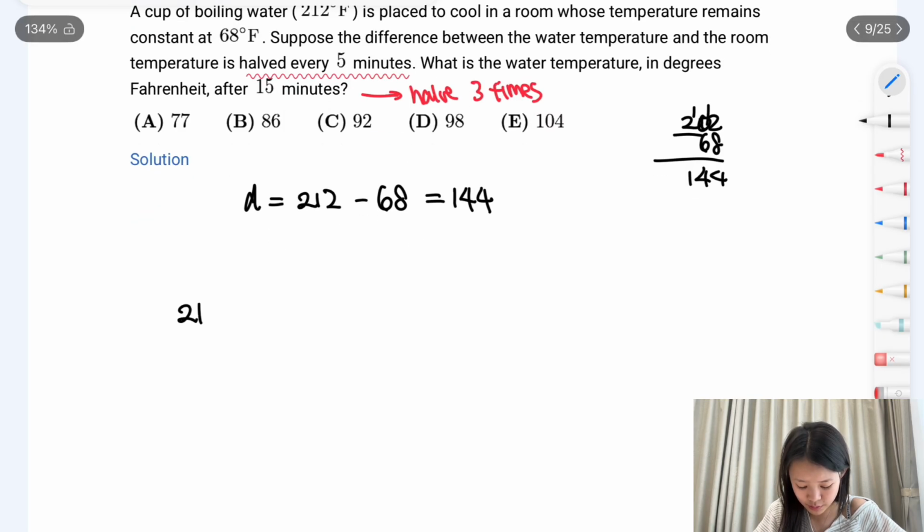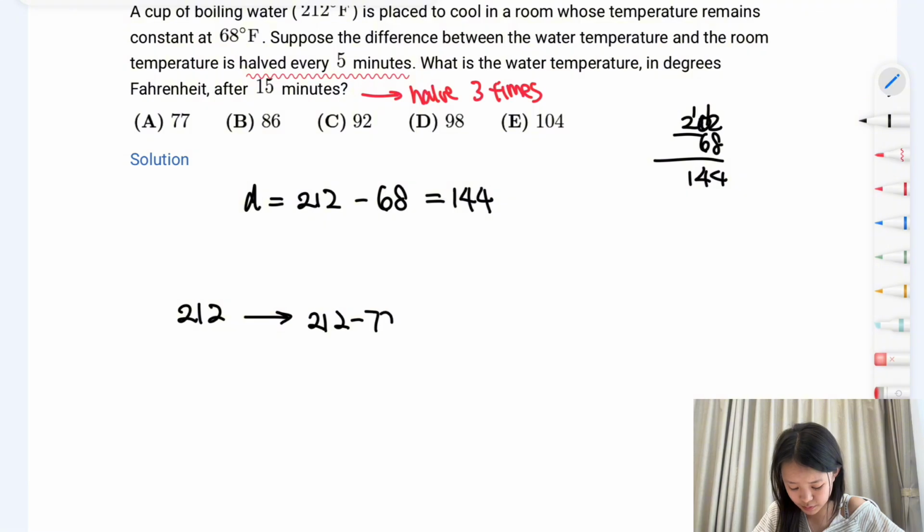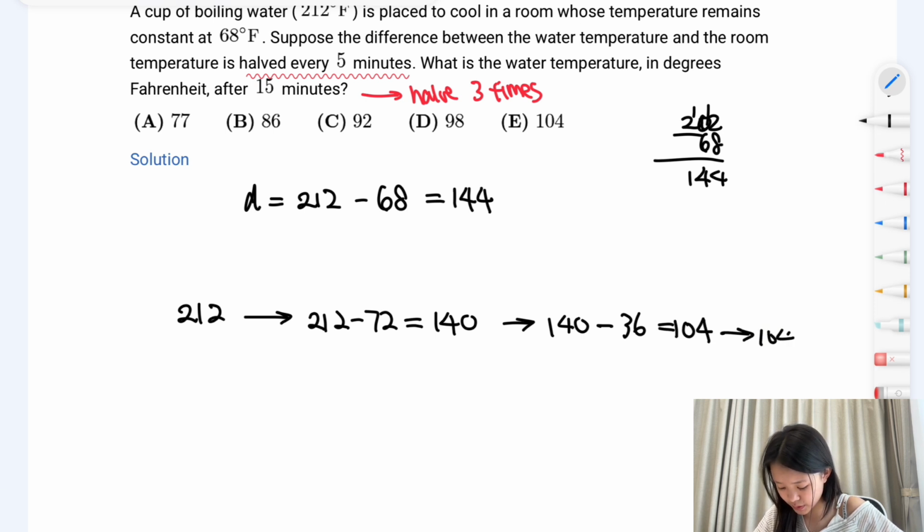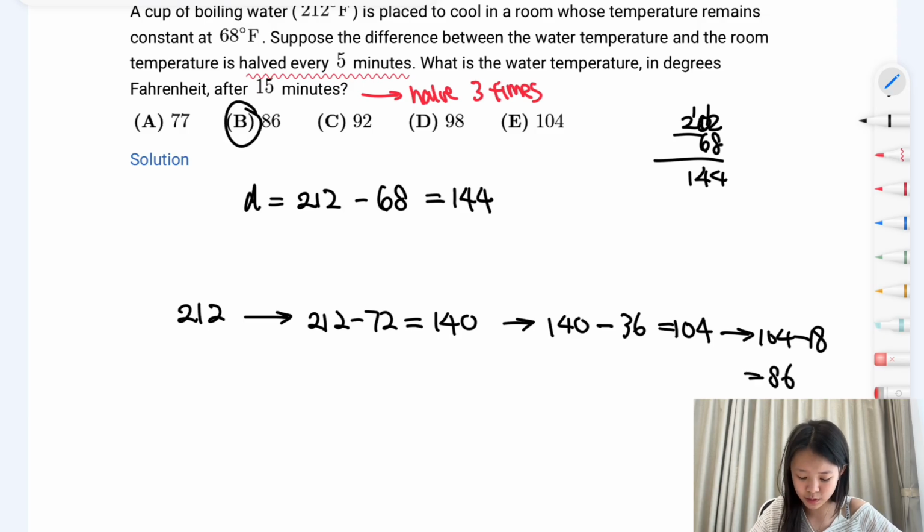And by performing some quick calculations, we know that that is 144. So when you have it at 212 right now, next it would be 212 minus 72, which equals 140. Next is 140 minus 36 equals 104. And then finally, 104 minus 18 equals 86. So the answer is B.